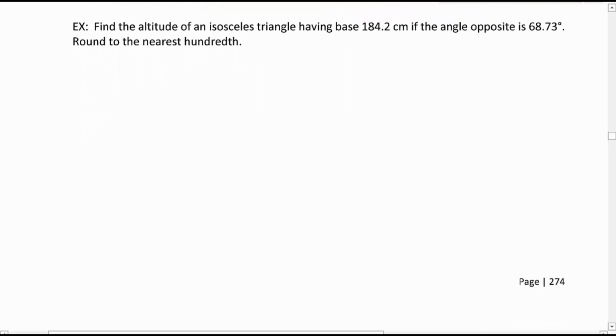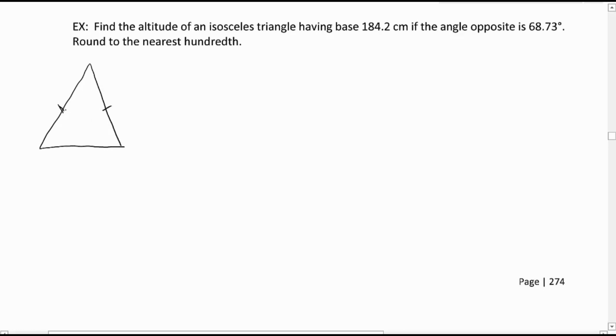Next, we want to find the altitude of an isosceles triangle having base 184.2 centimeters if the angle opposite the base is 68.73 degrees. We'll round our answer to the nearest hundredth. Well, the first thing I would do is draw an isosceles triangle. Remember that an isosceles triangle has two sides that are the same. So it's going to be these two sides that are the same.